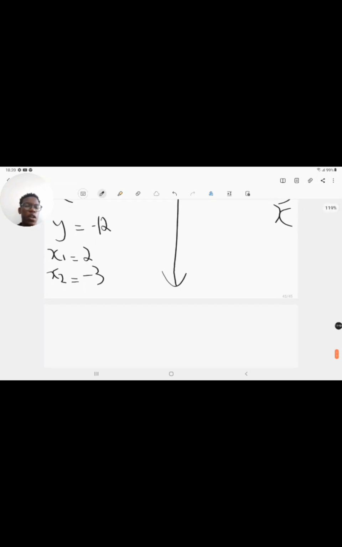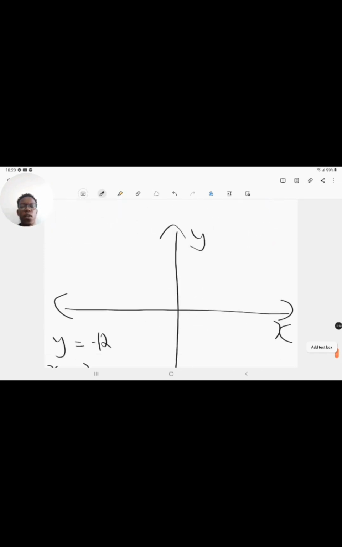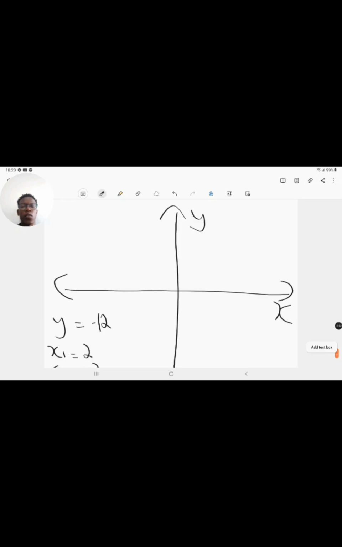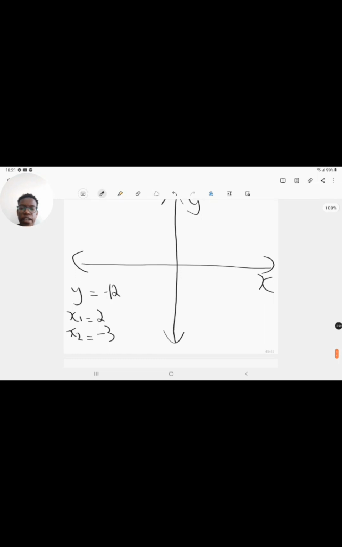Okay, and then you've established that your graph is smiling, so it takes the shape of a smile. So we've got all the pieces of information that we need, so we can sketch. Where is minus 3 and where is 2? Say 1, 2 is here. Okay, 2 is there. Then minus 3, let's say minus 3 is somewhere there. Okay, and then y is equal to minus 12. Let's say 1, 2, 3, 4, 5, 6, 7, 8, 9, 10, 11, 12. Minus 12 is there.